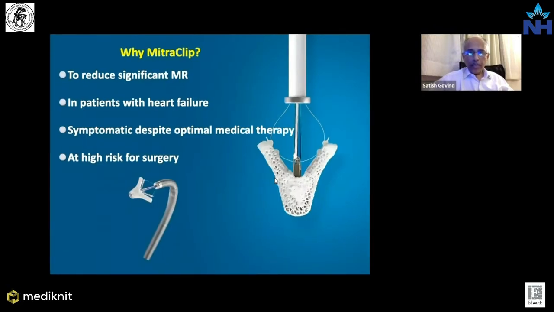Now, the question that comes first is why Mitraclip? So the main objective is to reduce significant MR. And who are these patients? These are the ones with heart failure, who are symptomatic despite optimal medical therapy, and they are at high risk for surgery. And obviously, they don't have any other option except to go for this transcatheter intervention.